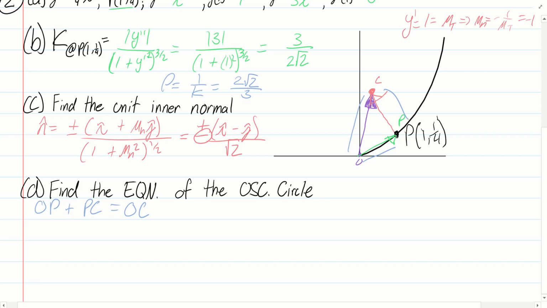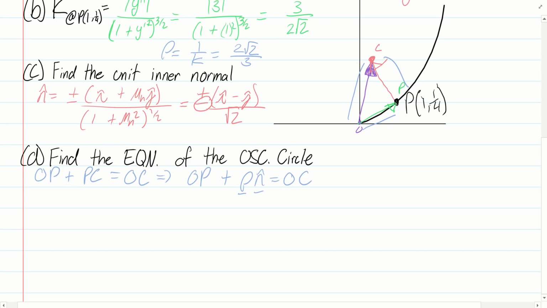All right, so now we need to substitute PC with rho n hat. The reason for this is that in order to know this vector, we need to know rho, which is going to be the magnitude of our vector, and n hat is our direction. So rho gives us our magnitude, and n hat gives us our direction, so we know the vector from point to center.